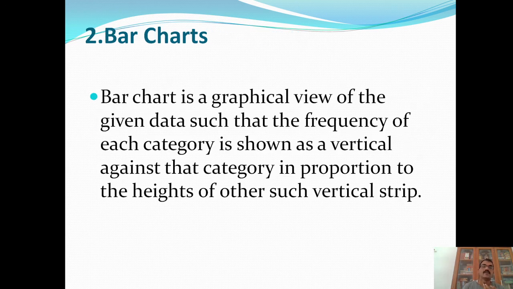Bar charts. A bar chart is a graphical view of the given data such that the frequency of each category is shown as a vertical strip against the category in proportion to the heights of other such vertical strips.